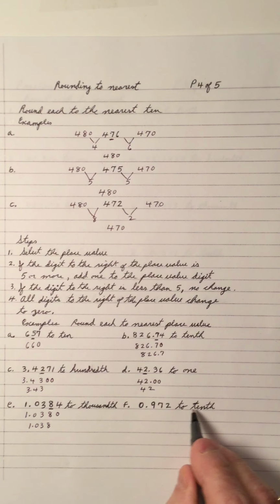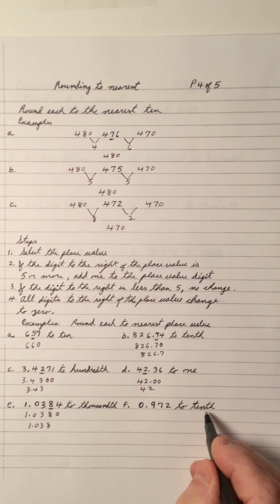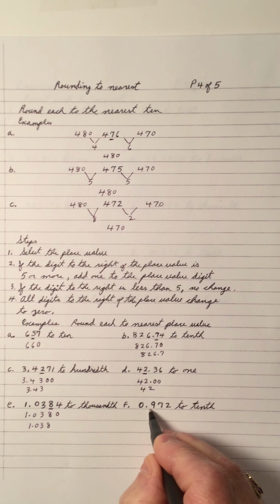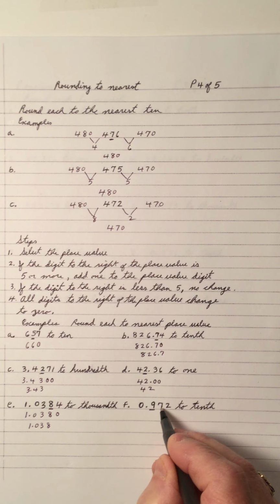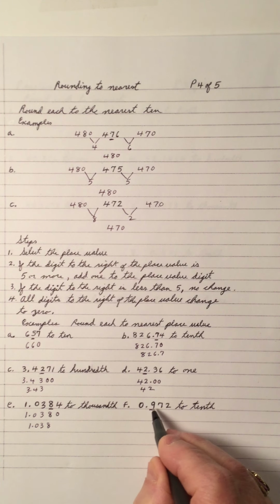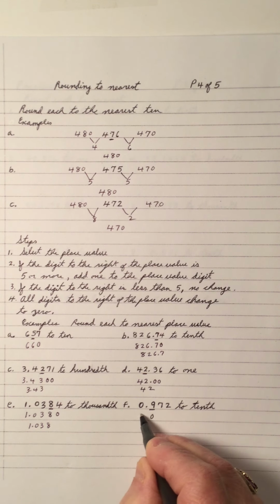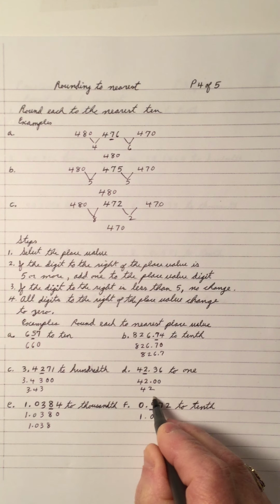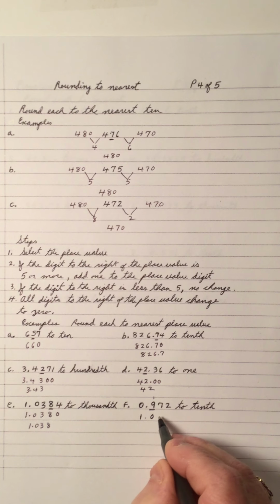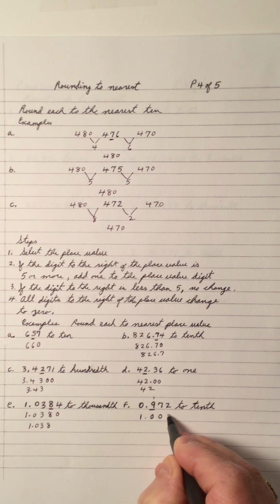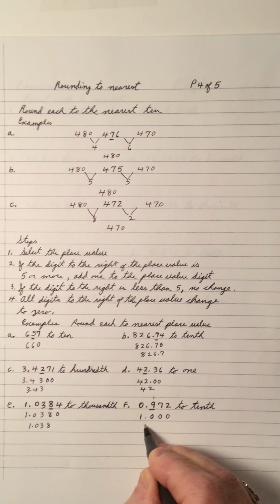And we have F, to the nearest tenth. Nearest tenth, 9 is in the tenths place. 7 is the digit on the right. 7 is higher than 5, so we add 1 to 9. So 9 plus 1 is 10. Put down the 0, carry a 1. So we get a 10. All the digits to the right become 0. So that's the same as a 1.